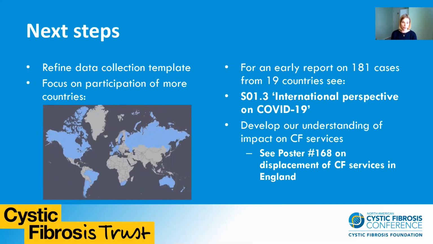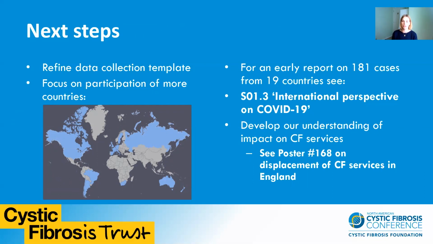So the next steps for the group at that point were to refine the data collection template in terms of incorporating lessons learned from our first round of data collection, and focus on involving more countries so that the results that we were presenting in future were truly a representation of the global picture of what was going on with COVID-19 and cystic fibrosis. And for an early report on 181 cases that we were able to glean from 19 countries that were involved in that second stage, please take a look at Symposium 1 and the presentation titled International Perspective on COVID-19, which I presented on behalf of that Global Registry Harmonisation Group.